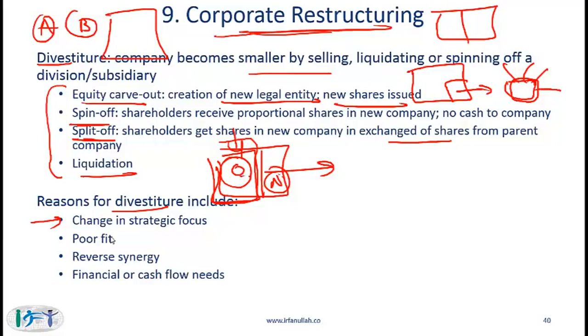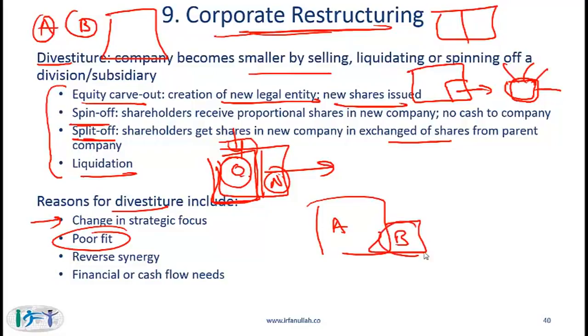A poor fit: you figure out that a particular business that you bought 5 years ago no longer fits with the business, so you spin it off. Reverse synergy: you figure out that, if you are big company A, you have this division B, and, rather than adding value to A, it is hurting your business.